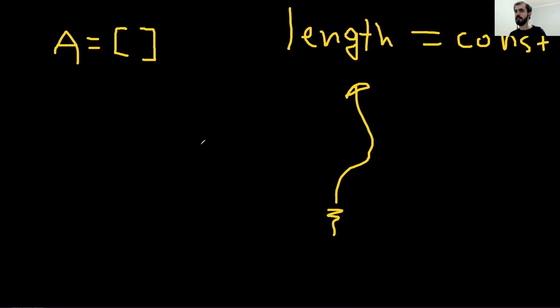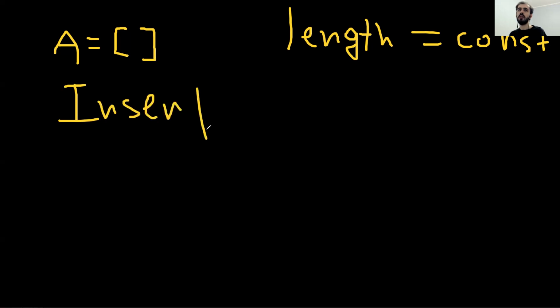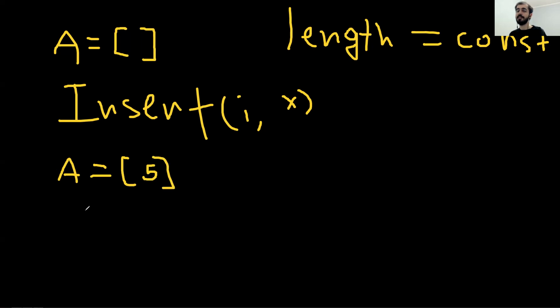But let's say that we insert elements. So we'll have the operation insert at some index I, the value x. What it means, for example, suppose that I want to insert 5 into my array at position 0. So my array will become just 5. And let's say that then I want to insert before 5.